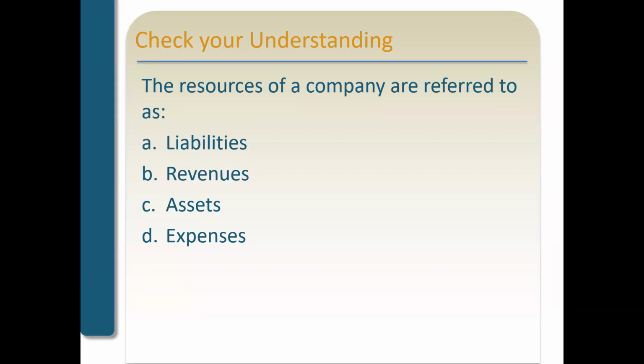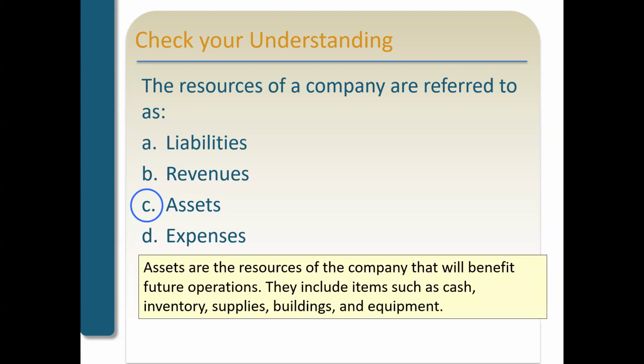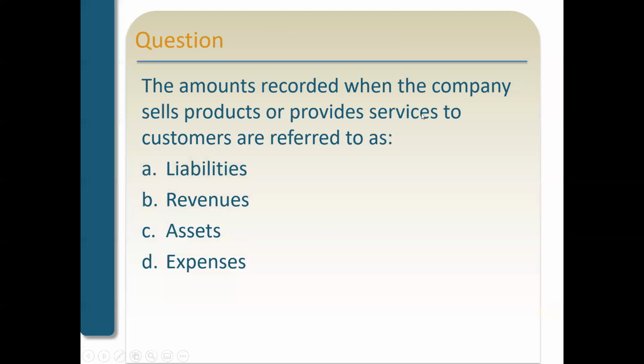You guys, another one of these check your understanding. The resources of a company are referred to as liabilities, revenues, assets, or expenses. What do you think? Assets are the resources of a company that will benefit future operations. They include items such as cash, inventory, supplies, buildings, and equipment. Those are resources. Items that are beneficial, that are used by companies.